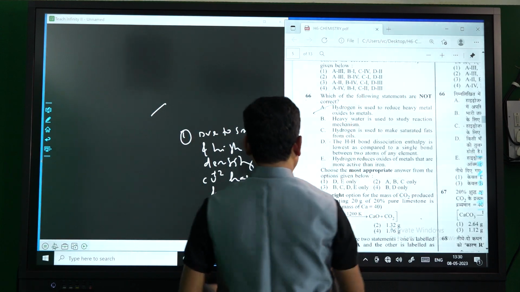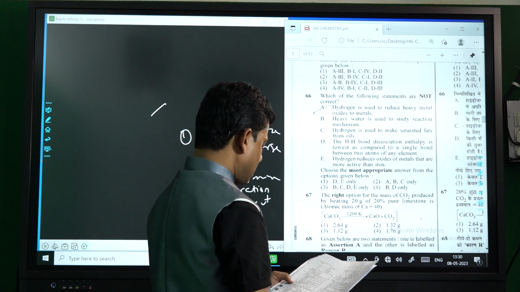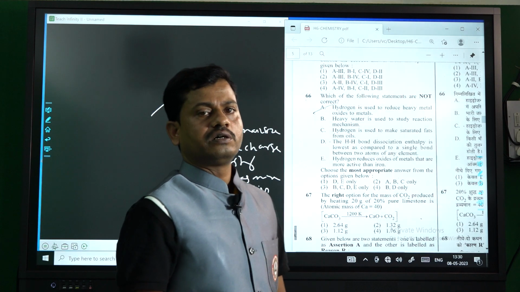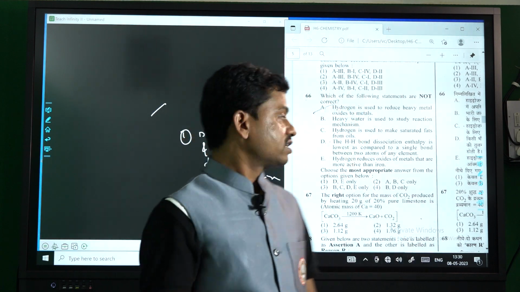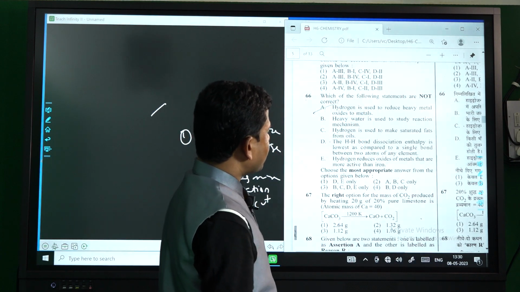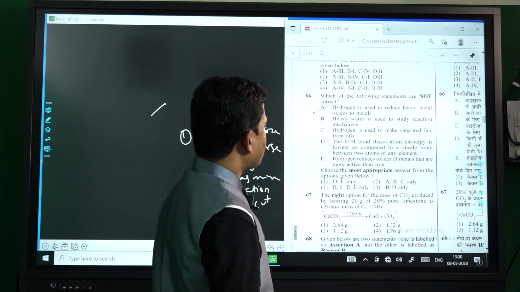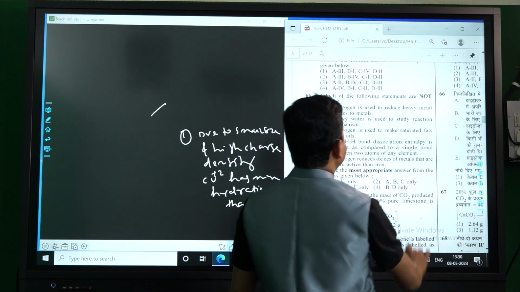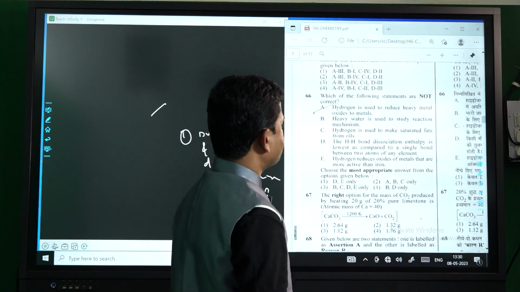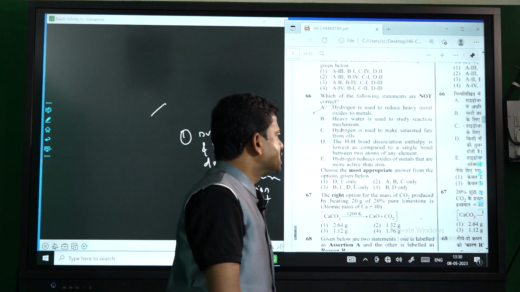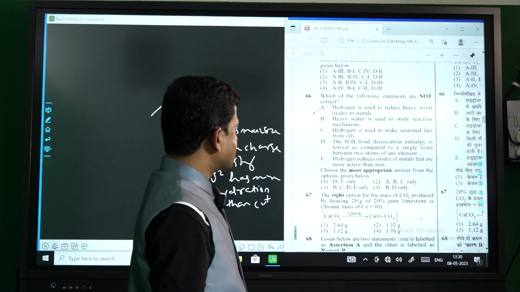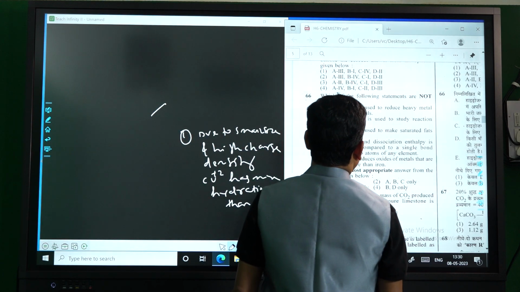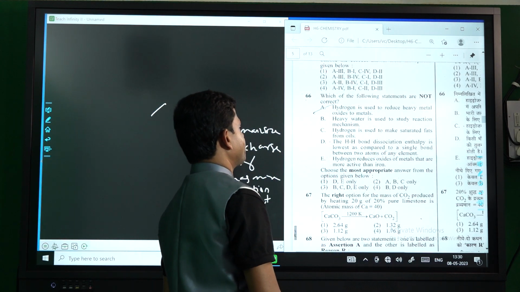Come to question number 66. Which of the following statements are not correct? Means which statements are incorrect. All options are written from the hydrogen chapter of 11th class. Hydrogen is used to reduce heavy metal oxides to metal. That statement is correct. Heavy water is used to study reaction mechanisms, maybe organic or inorganic. That option is correct. Hydrogen is used to make saturated fat from oils.